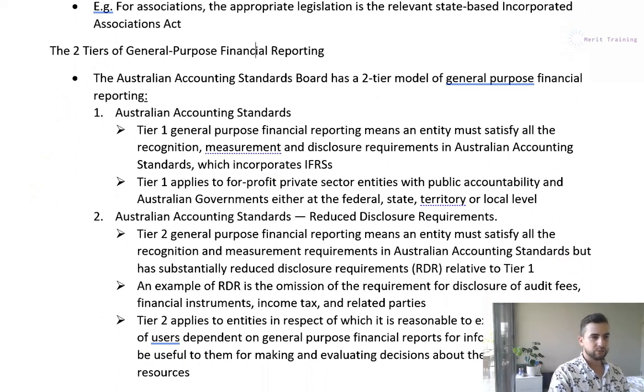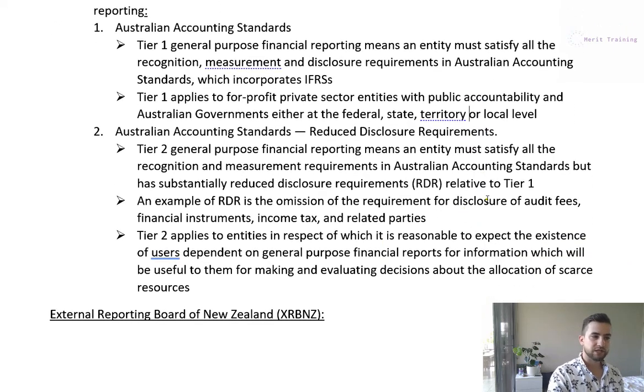The two tiers of general purpose financial reporting. The Australian Accounting Standards Board has a two-tier model of general purpose financial reporting. Number one is the Australian Accounting Standards, which is Tier 1 general purpose financial reporting. It means an entity must satisfy all of the recognition, measurement, and disclosure requirements in Australian accounting standards, which incorporate IFRS. Tier 1 applies to private sector entities with public accountability and the Australian governments, either at the federal, state, territory, or local level.